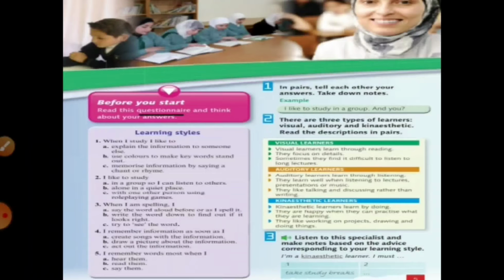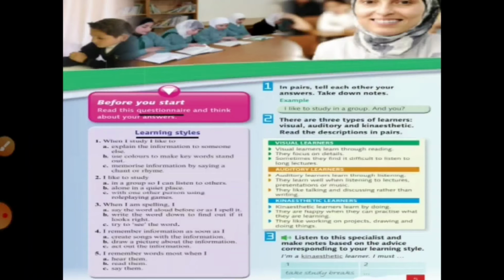Okay. So the title of this questionnaire is Learning Styles. Okay, أنماط التعلم. So let's try to answer this questionnaire in order to know حتى نعرف our own learning style. حتى نعرف نمط تعلمنا. Let's start.